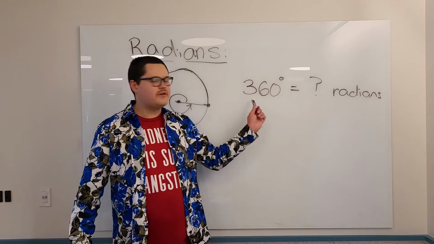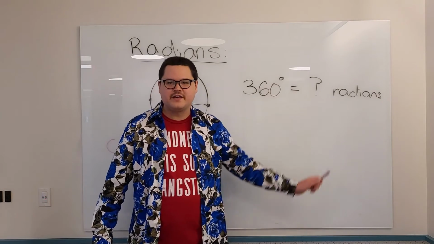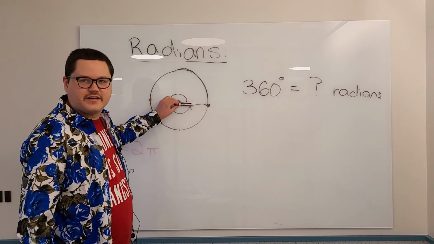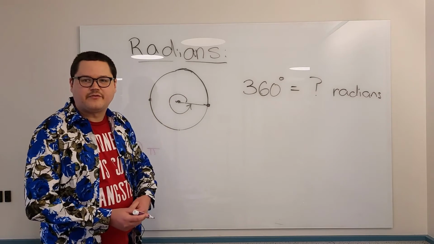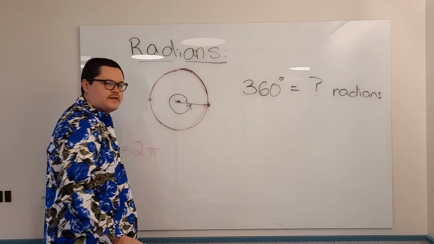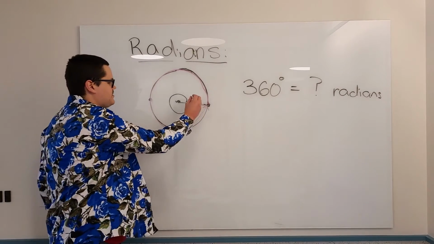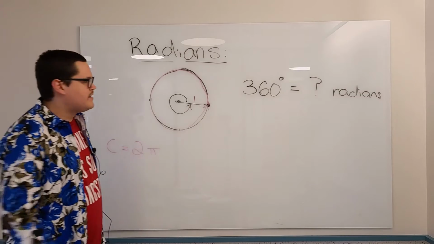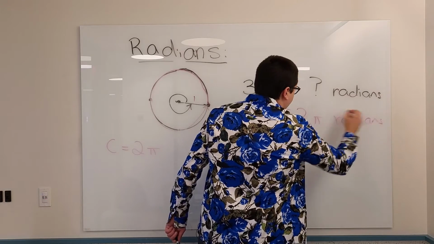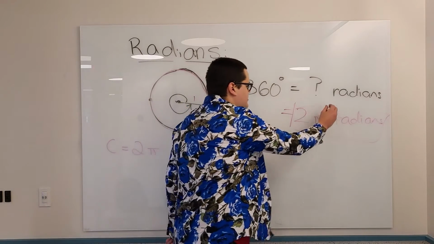So now, 360 degrees. 360 degrees is how many radians? Well, 360 degrees is a full rotation. So what is the arc subtended by a full rotation? Well, it's the full circle. And what's the arc length of the full circle? Well, it's just the circumference. If this is a unit circle, the circumference is 2 pi. Therefore, 360 degrees is 2 pi radians. Like I said, you don't have to write the word radian every time. You can just write 2 pi.